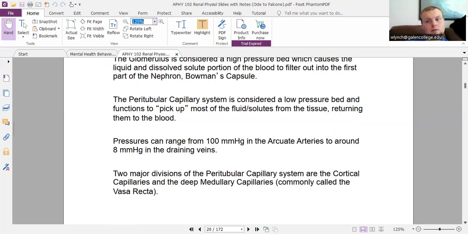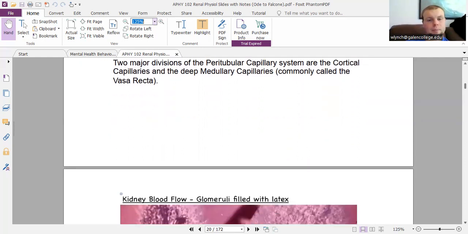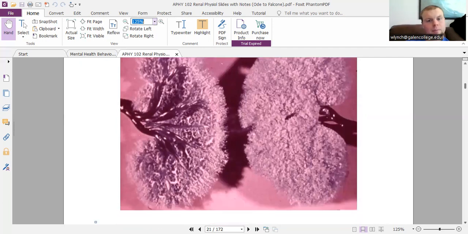Two major divisions of the peritubular system. We have the cortical capillaries and the deeper juxtamedullary capillaries, or the vasa recta. So this is the kidney flow. Again, this is looking at a kidney that has been extracted, and we have the glomeruli filled with latex here. So each one of these individual buddings, right, is going to be where we have glomeruli existing. So we can see that there are millions of glomeruli and millions of nephrons here inside of the kidney.